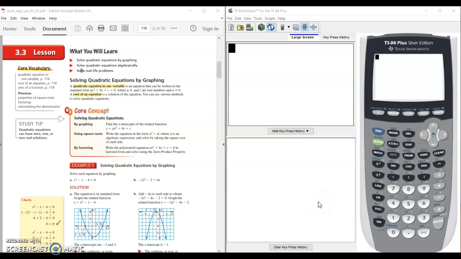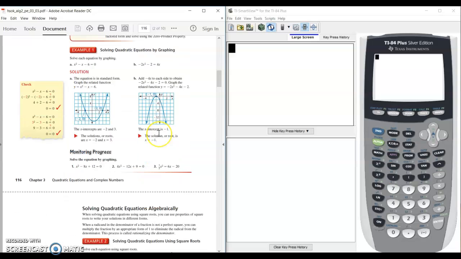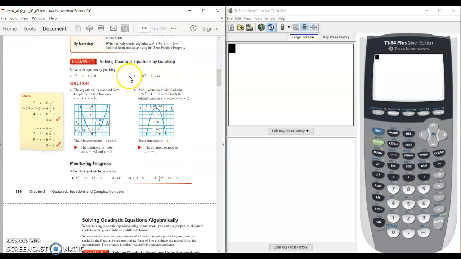All right, chapter 3, section 3, we're solving quadratic equations. We're going to do it by graphing, algebraically, and by factoring, and then we're going to solve some real-life problems. In this video, we're going to focus on graphing so that I can show you the TI-84, and we'll look at Desmos as well. So, when we're graphing, what we're looking for is when y is equal to 0.